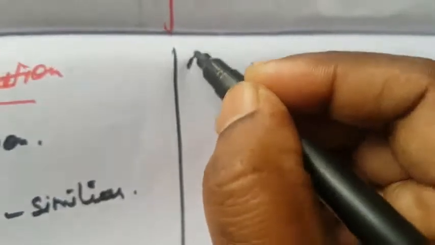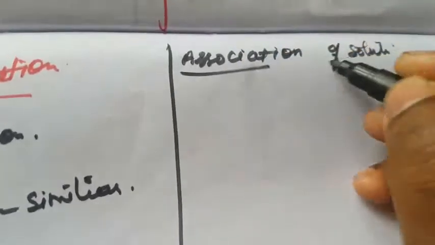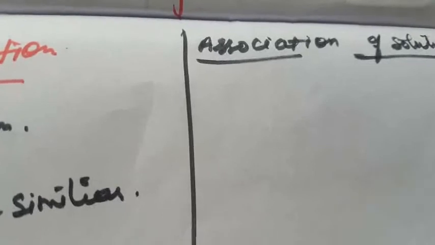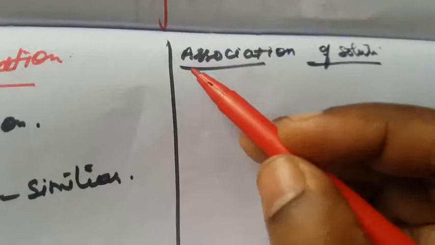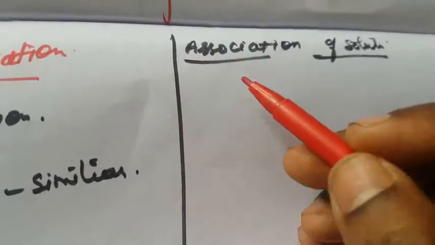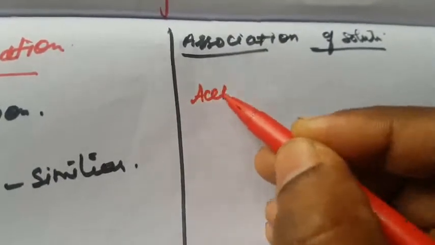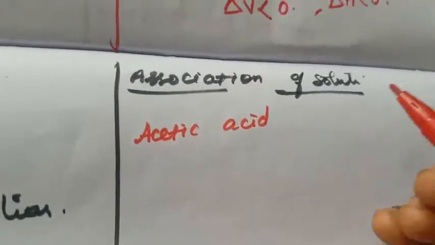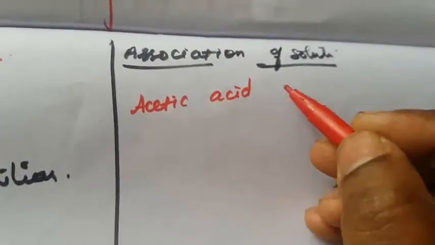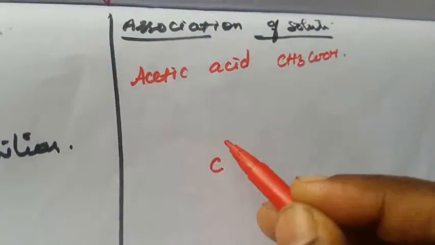Association of solute. What is association of solute here? Association of the solute molecules can also cause deviation. For example, acetic acid exists as a dimer by forming intermolecular hydrogen bonds. What is the formula of acetic acid? CH3COOH.